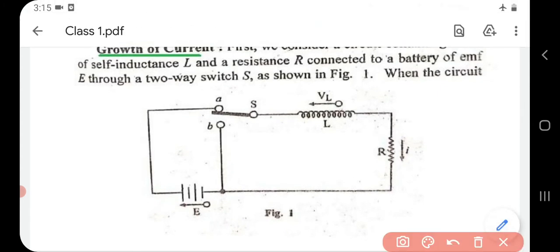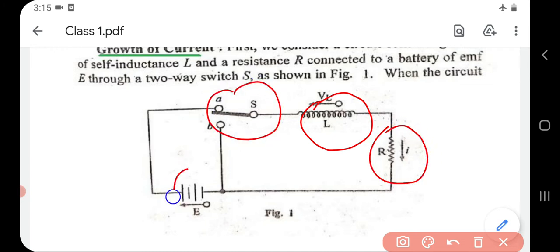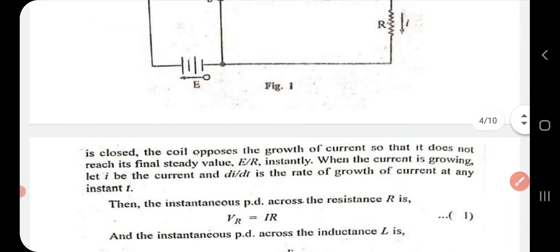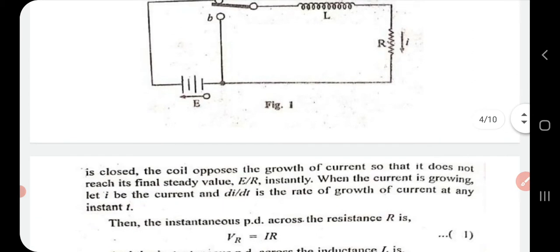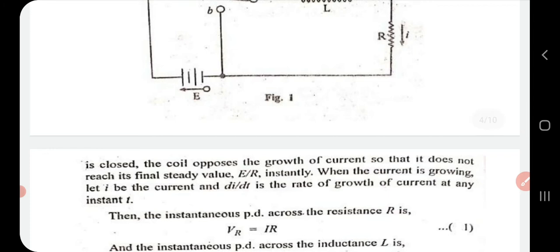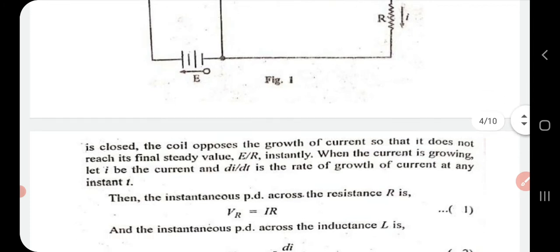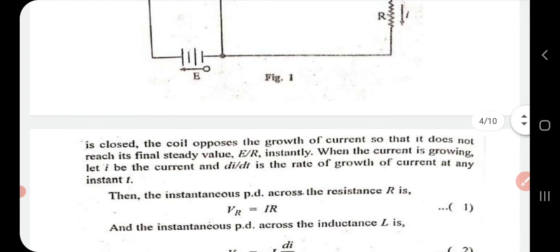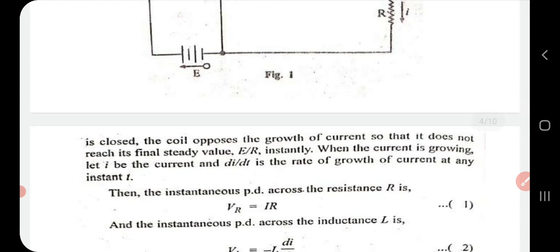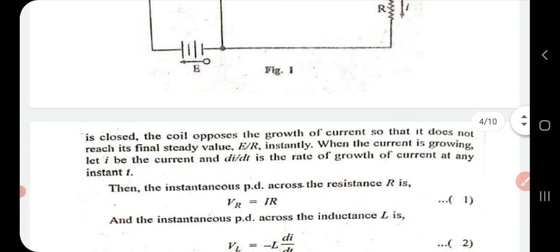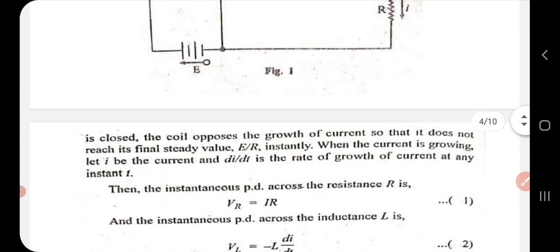You can see a circuit here: there is an inductance L, a resistance R, a switch and a battery of EMF E. So we are going to find out first the growth of current and then the decay of current in an LR circuit. When the circuit is closed, the coil, that is inductance, will oppose the growth of current so that it does not reach its final steady value E by R instantly. So when the current is growing, let I be the current in the circuit and di by dt be the rate of growth of current at an instant of time t.